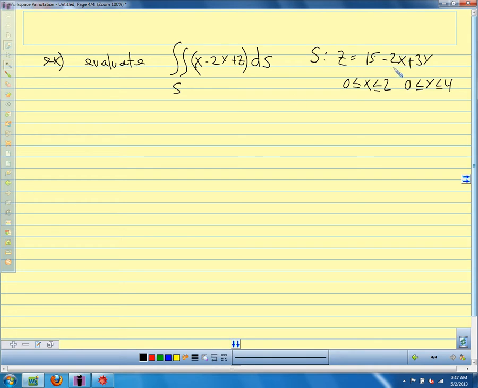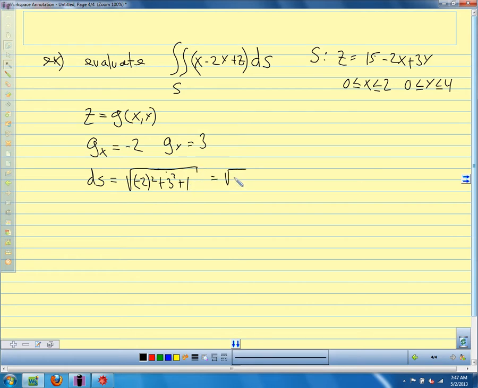All right, so here we have z is some function of x and y, so z equals g of x, y. For our ds, our little element of area, we need our partial derivatives. So g sub x, nice and easy, is negative 2. G sub y is 3. And ds, our little area element, is the square root of negative 2 squared plus 3 squared plus 1. And that increment of area on our surface is just the square root of 14, dx dy or dy dx.